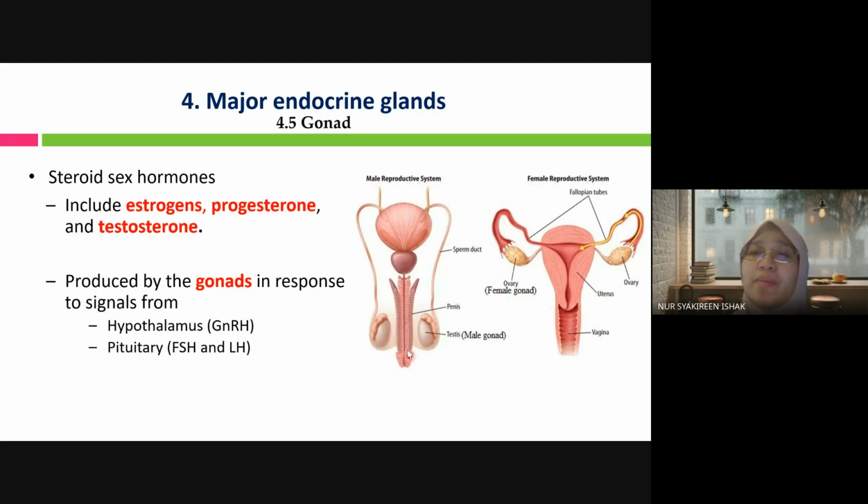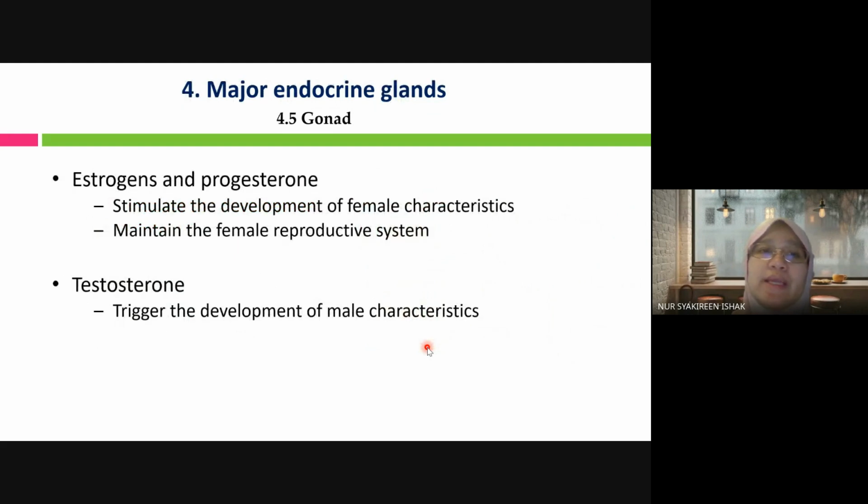Okay, male to secrete testosterone to aid in the spermatogenesis mechanism, or the production of sperm. So estrogen and progesterone stimulate development of female characteristics and maintain the female reproductive system. Okay, so that is the hormone by the gonads. This is by the ovary. So the ovary secretes estrogen and progesterone.